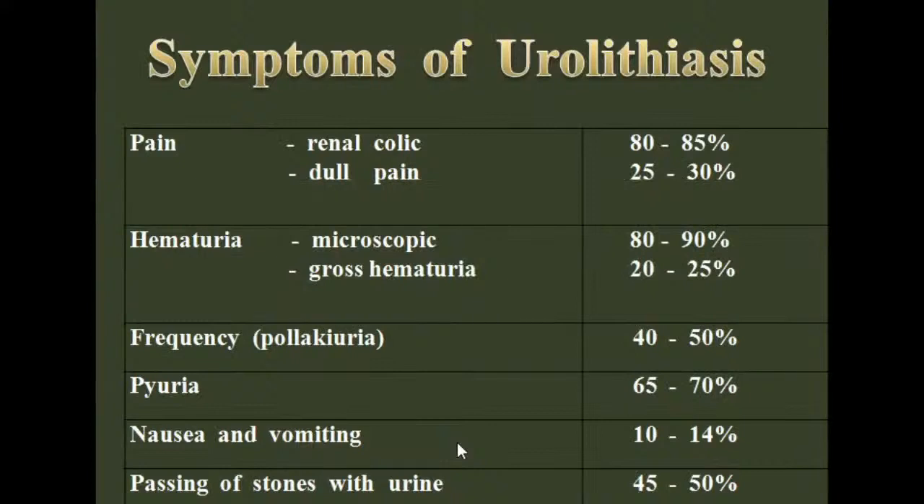Next, hematuria. It may be microscopic or gross hematuria. Microscopic is up to 90%, erythrocyturia, in other words. Gross hematuria may occur in 20 to 25% of patients, and the most frequent cause of gross hematuria is rupture of fornical veins, which are localized in the calyces of the kidney. When changes of pressure in the pilocalyceal system occur, these thin-walled vessels may rupture, causing gross hematuria. Frequency, or pollakiuria, you can meet this term in your textbooks, occurs in maybe 40 to 50%, and most often with localization of the stone in the distal part of the ureter.